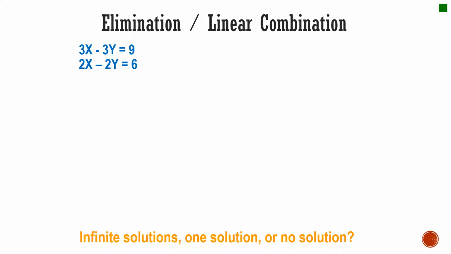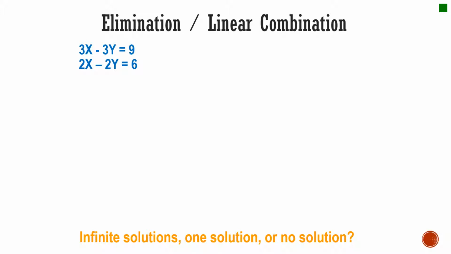Now, let's analyze this one. I have 3x minus 3y equals 9 and 2x minus 2y equals 6. As I look at this, I can see that nothing can eliminate. Well, this is a perfect time to multiply through by a factor. I see that the 3x and the 2x are both positive. The negative 3y and the negative 2y are both negative. So I'm going to have to multiply by a negative factor in order to make one of these cancel out.